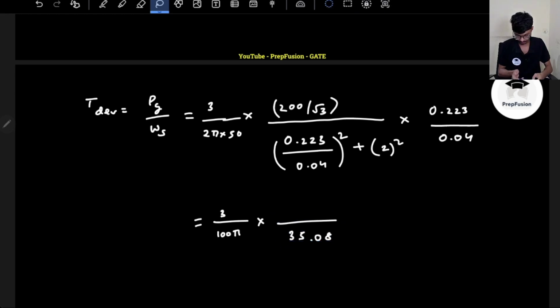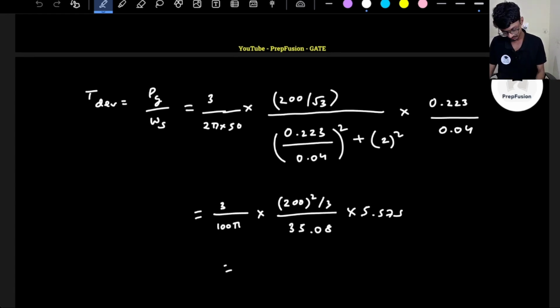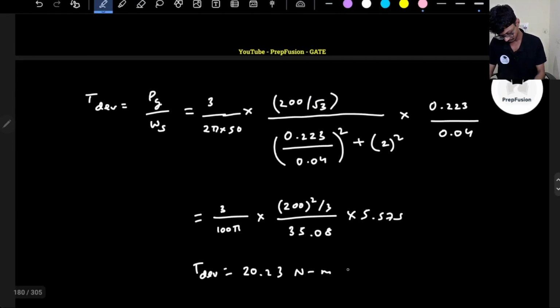Okay, and this is basically 0.223 divided by 0.04. So again this is multiplying by 5.575 and okay, 35.08, and whatever this value is, this is 200 whole square divided by 3. So this will be roughly 20.23 Newton meters. That will be the value of the developed torque. That will be the answer. Okay, for the first portion basically.